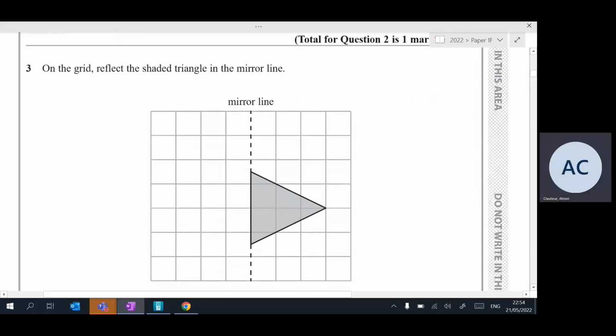Question 3 is a nice reflection. So reflect the shaded triangle in the mirror line. So the top of my triangle is 1, 2, 3 away. So I need to go 1, 2, 3 away that side. And then join. Obviously, you would use a ruler to make the reflection.